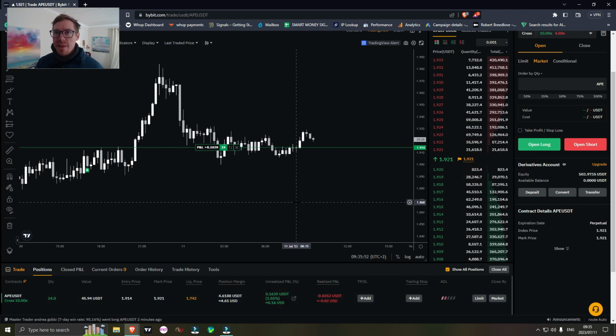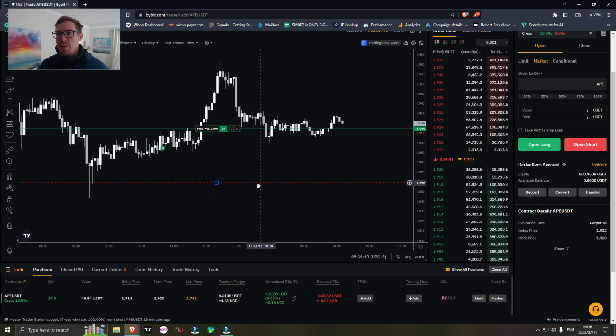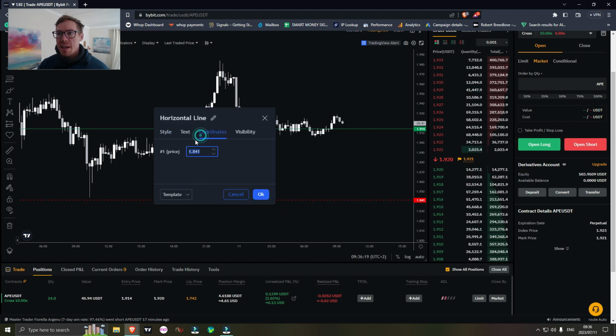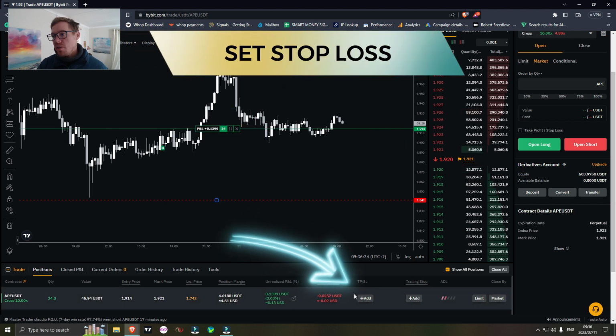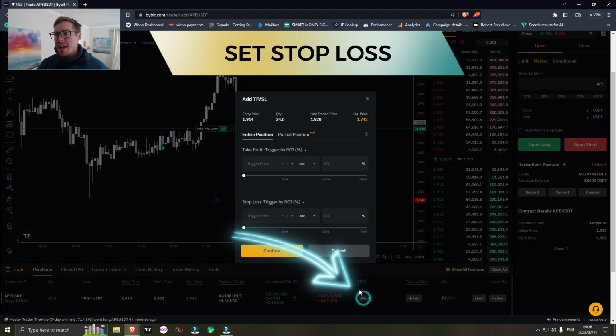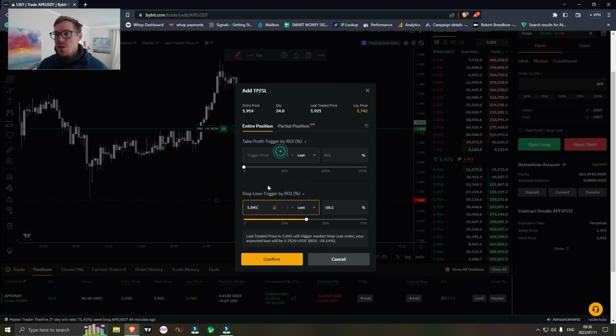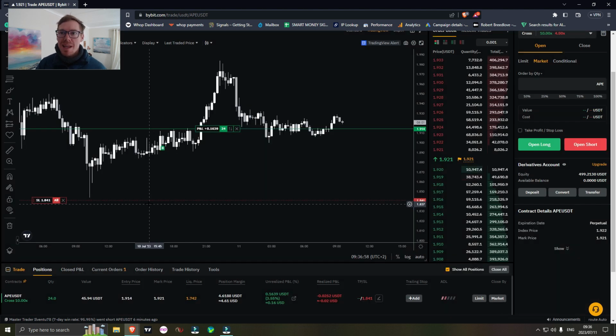Now, if you want to, and this is very important, to set a stop loss, I will usually set a stop loss below a swing low point. So for instance, if I wanted to set it over here, I place a line, I double click on the line, I click on coordinates, I cut those coordinates, then I go down to this zone over here where it says take profit stop loss. I click on that and I paste it into the stop loss section and click confirm. It will show me all the details. If my stop loss gets hit, I will lose 1.7 USDT, and then you click confirm. As you can see, my stop loss is in place.